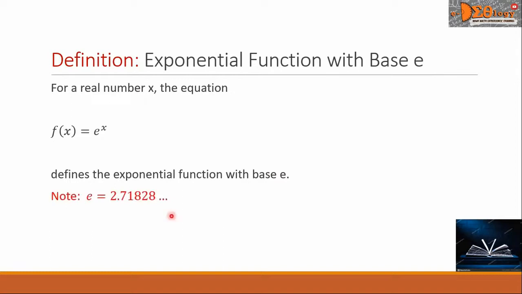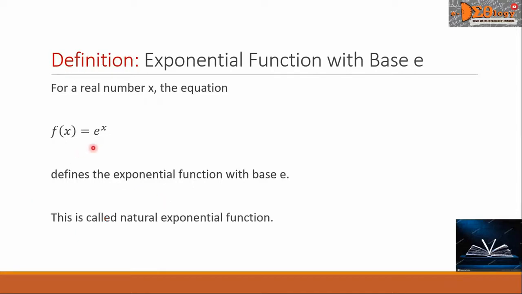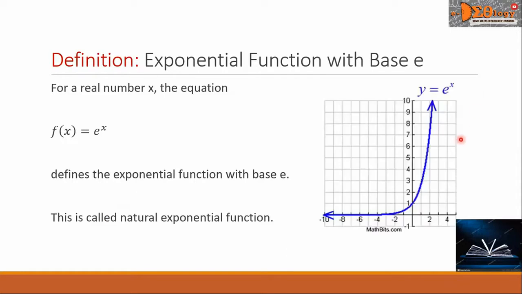In mathematics, this letter e has a numerical value equal to 2.71828 and so on. And this function here is called natural exponential function. Let us take a quick look at the graph of this f of x equals e raised to x, but in here it is written y equals e raised to x, and they have the same meaning.